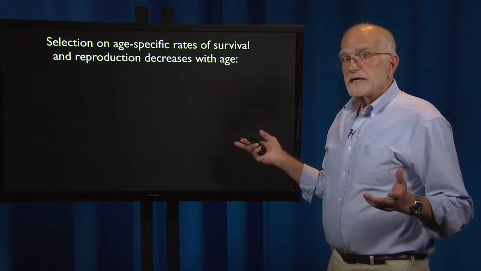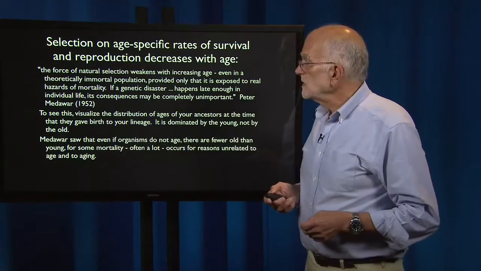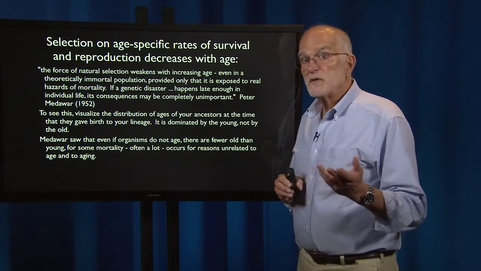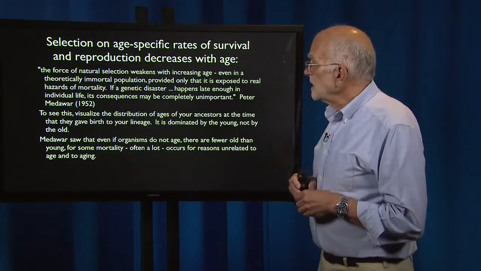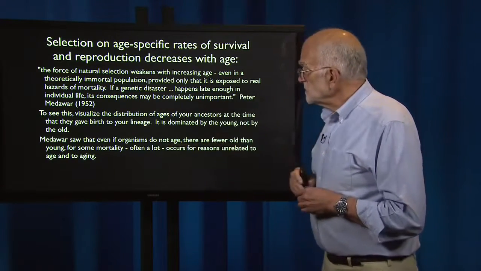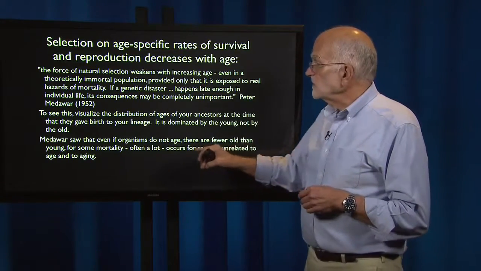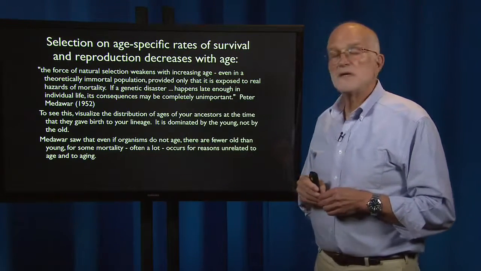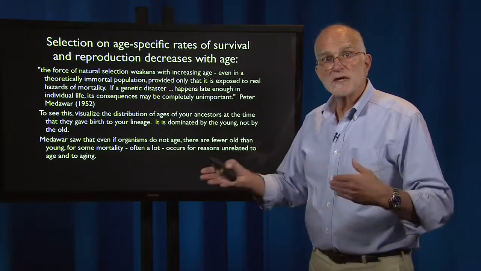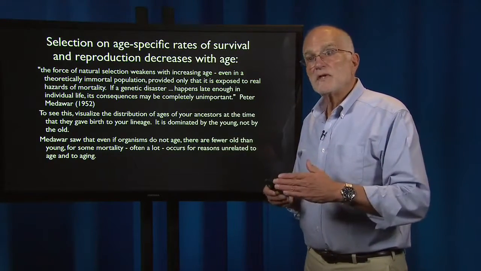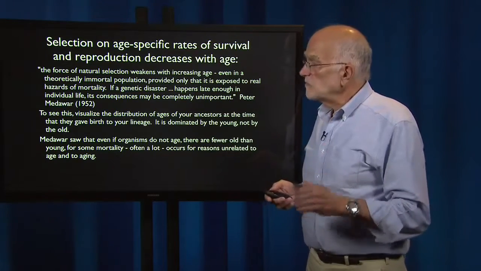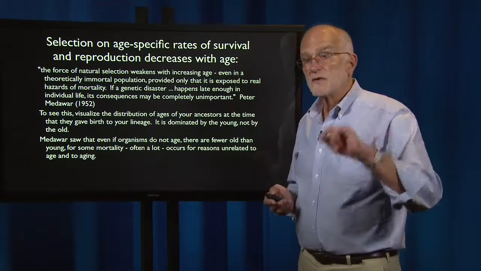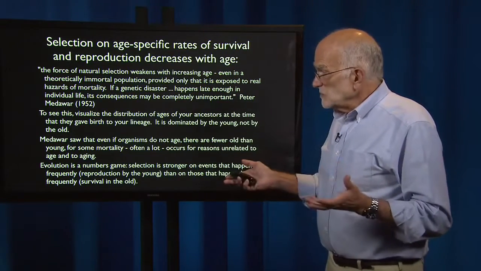The first insight in the evolutionary theory: young is important, reproduction in the old is less important, and survival in the old becomes insignificant. Medawar saw that even if organisms do not age, there are fewer old than young, for there is some mortality, often a lot, that occurs for reasons that are unrelated to age and aging. So mortality just due to accidents can eliminate people even if they're in good shape. And therefore, the number of people in a population that are old must be less than the number that are young. Evolution is a numbers game.